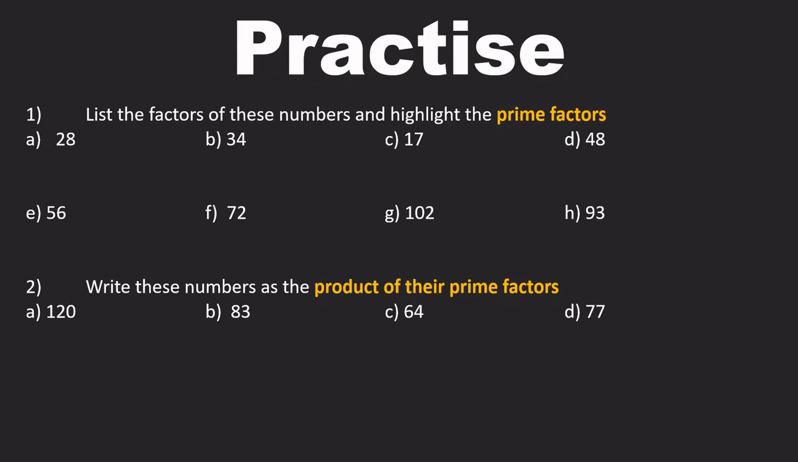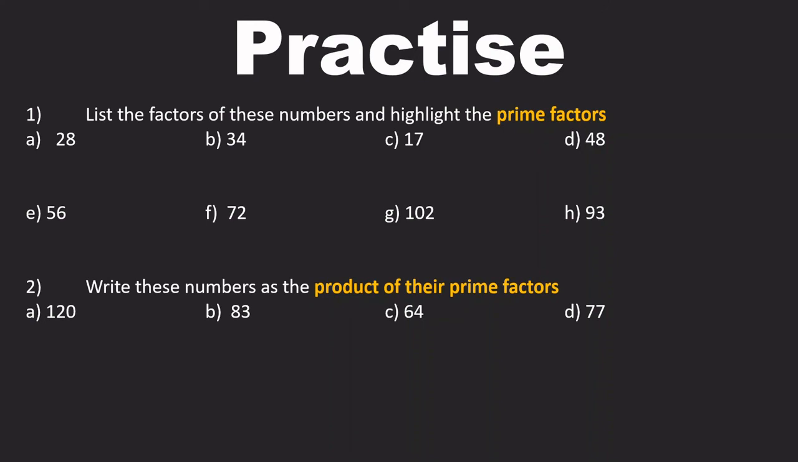Go ahead and list the factors for the numbers in question 1. That's going to require factor spiders, so you can find all of the factors. For question 2, we're just asked to write these numbers as a product of their prime factors. So we don't want to know what all of the factors are. We want to be able to split these numbers down into just the prime factors. So for question 1, we're using spiders. For question 2, we're using trees.